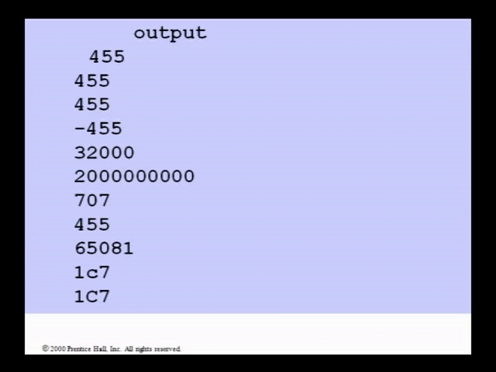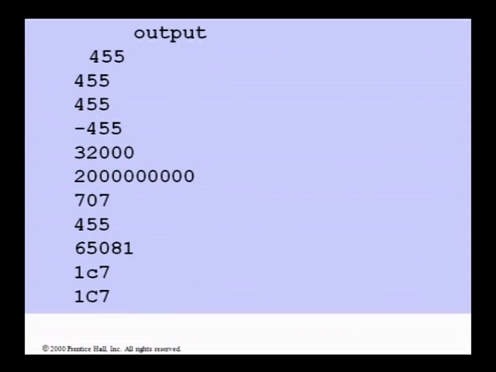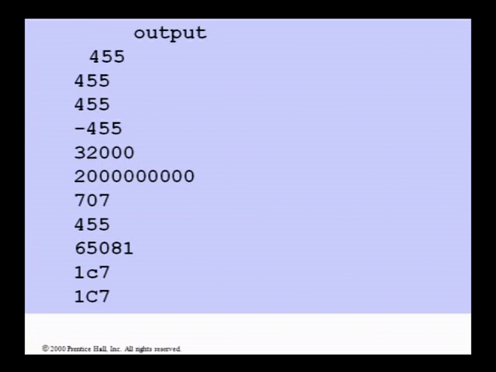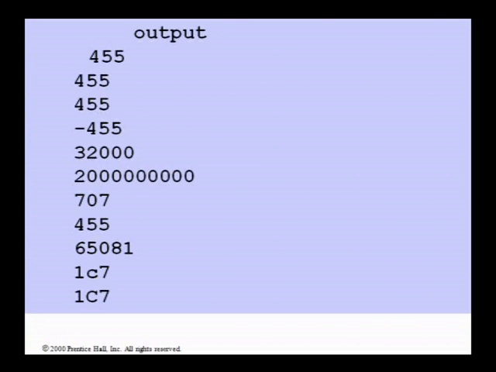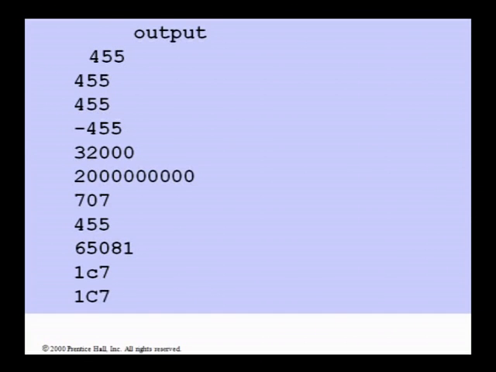The first one is 455, first, second and third. The plus sign is not going to print here. In the third output statement, you have given +455, but it will still just display 455. Then -455 is displayed as it is, 32,000 short integer and long integer as usual. Then 455 is a decimal number and we want to convert it into an octal number. Automatically it converts into octal and displays the number as 707.